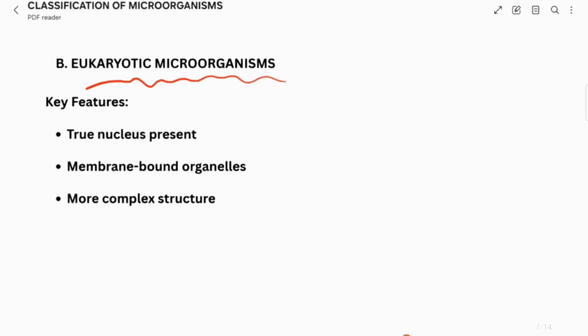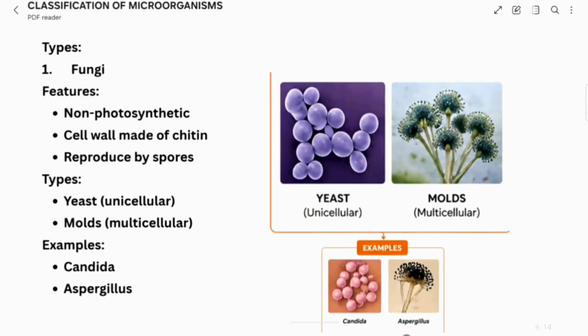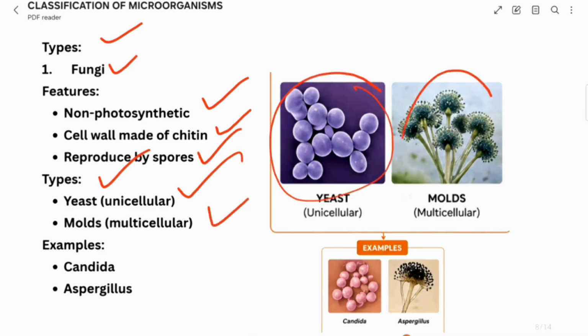Then eukaryotic microorganisms. Key features: they contain a true nucleus. There are membrane-bound components, meaning the organelles are attached to the membrane. They have a more complex structure compared to prokaryotes. Examples and types, here fungi. The features are it is non-photosynthetic, the cell wall is made up of chitin, and it reproduces by spores. Types are yeast, which is unicellular, and molds, which are multicellular. Examples: Candida and Aspergillus.